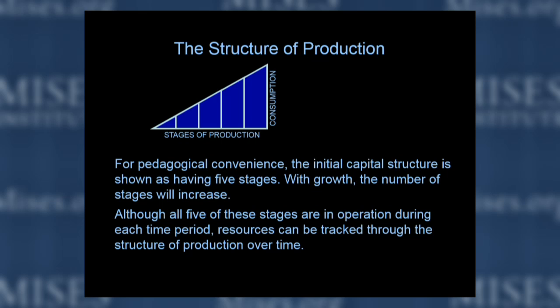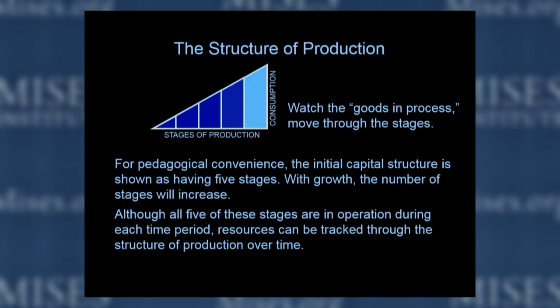During the same period, resources can be tracked through the structure of production over time. This would never happen with Knight. Watch the goods in process move through the stages. There they go.